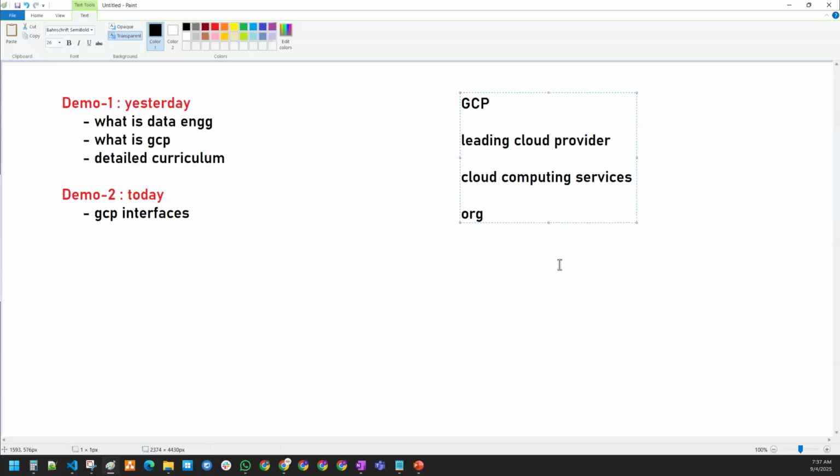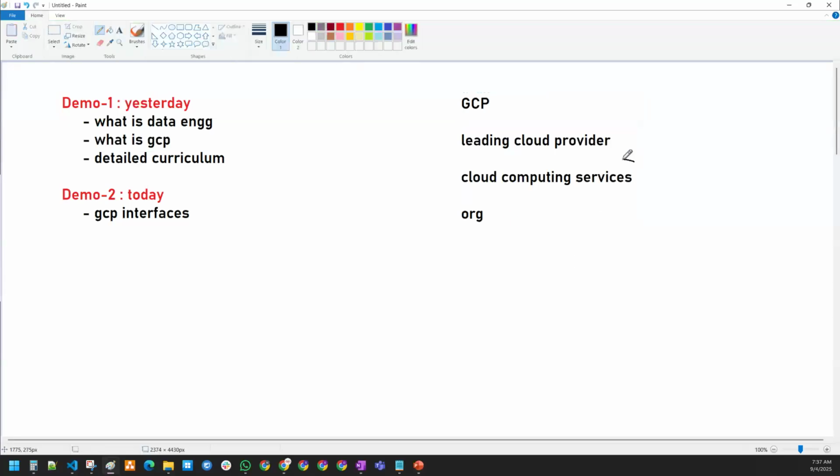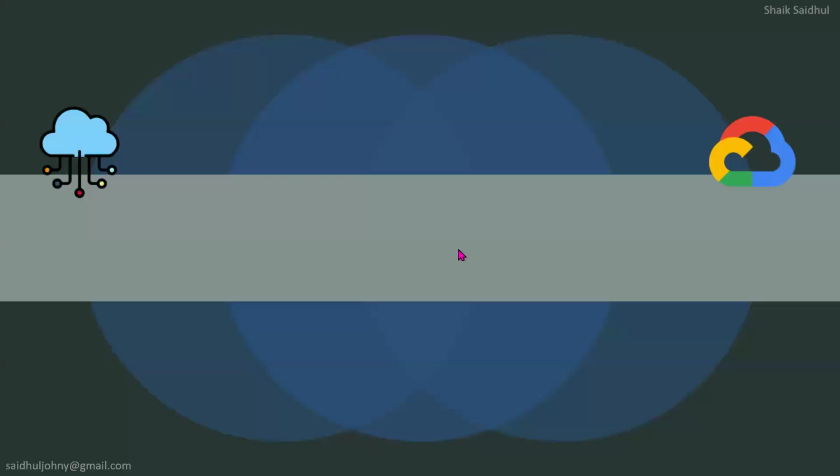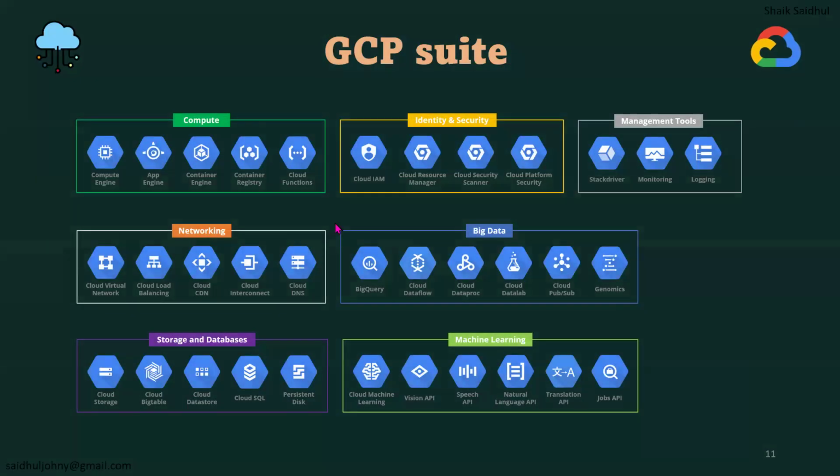But how do we interact with these services? GCP offers plenty of services, so as a data engineer, how do we interact with them? That is today's topic, which I am calling GCP interfaces. Google Cloud Platform offers compute services, IAM services, management tools, networking services, big data services, storage and database services, and machine learning services.